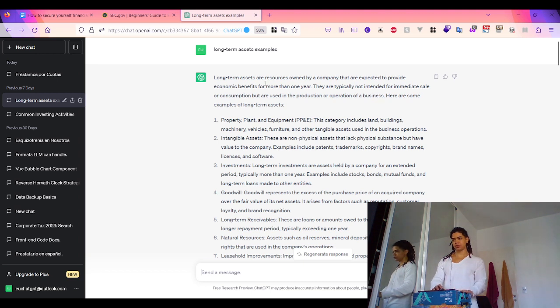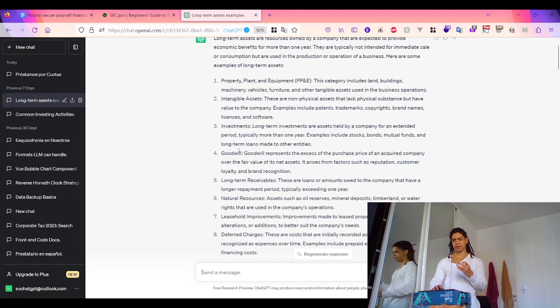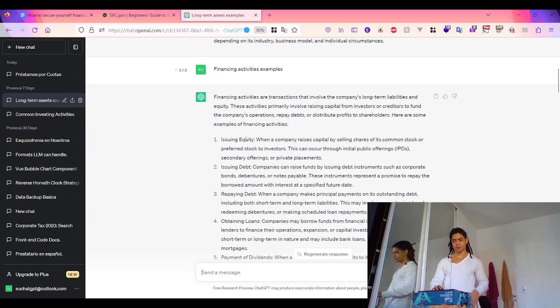Okay, so long-term assets typically can be property, plant, and equipment, intangible assets, goodwill, leases or leasehold improvements, and investments.